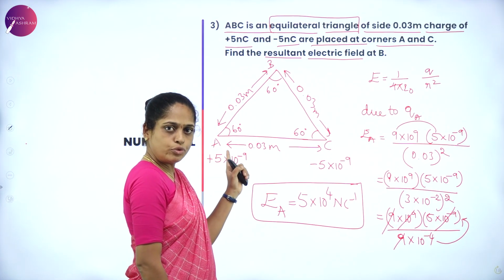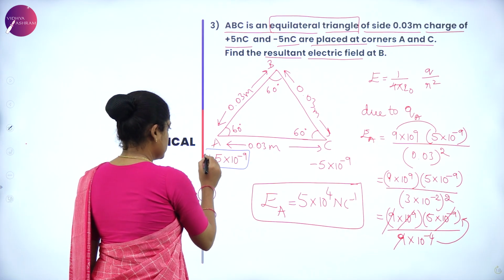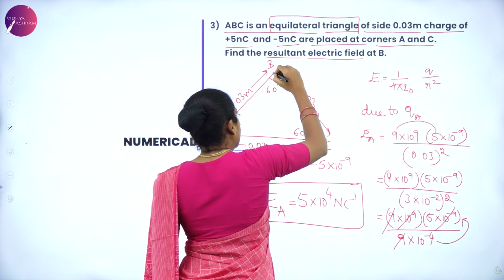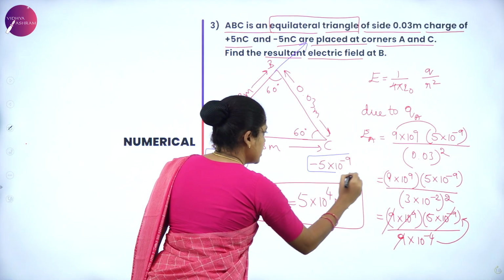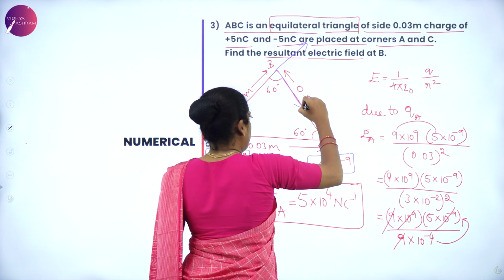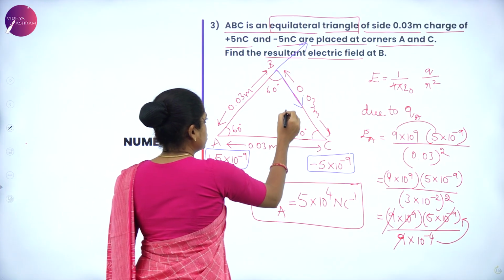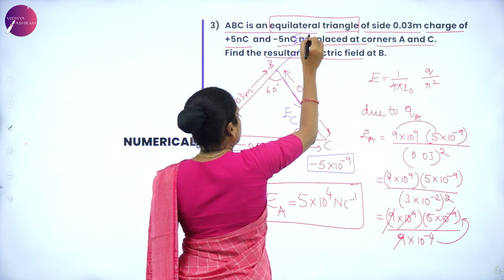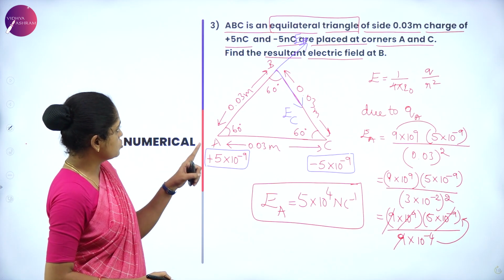For the electric field due to the charge placed at A, observe this: it's a positive charge, therefore the direction is away from the charge. The charge at C is negative. Due to the negative charge, the electric field line is towards itself. This is the direction of the electric field due to the charges placed at A and C. Now, what is the angle between these two?